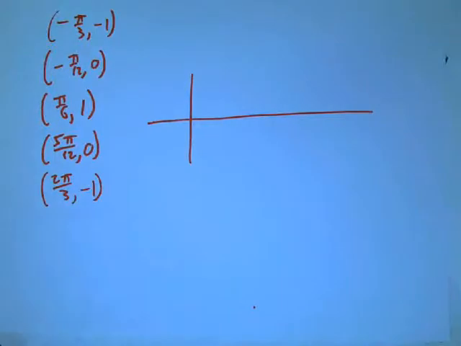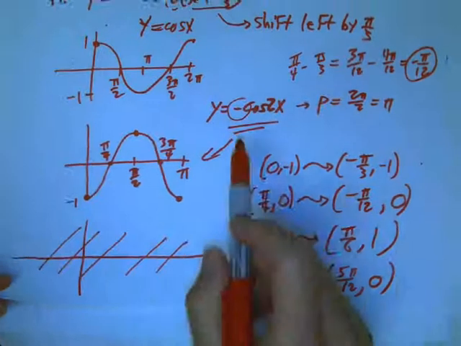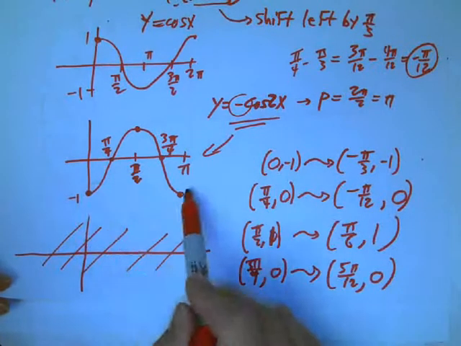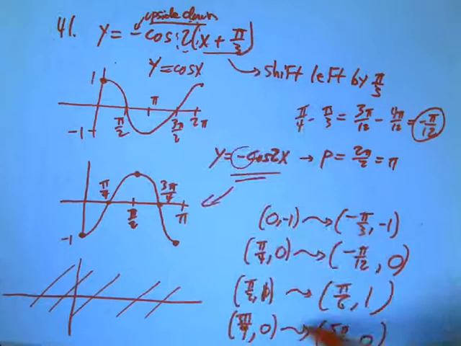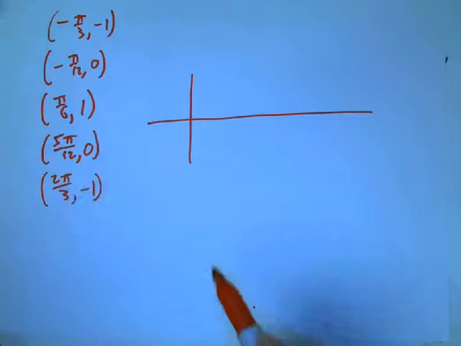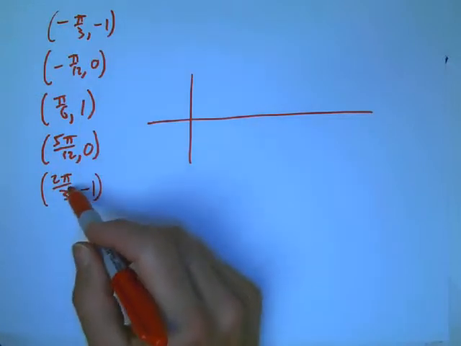Time to finish up the example from the previous one. This should just take a couple minutes. We were taking minus cosine 2x, which had this graph, 0 to pi, and we're shifting it left by pi over 3. And we had got our landmarks except for the very last one.